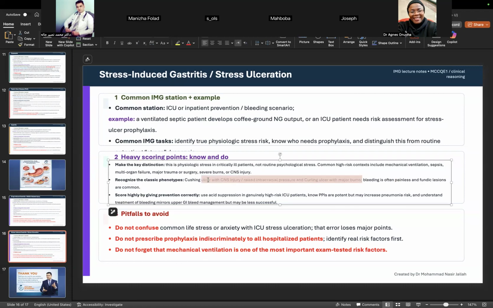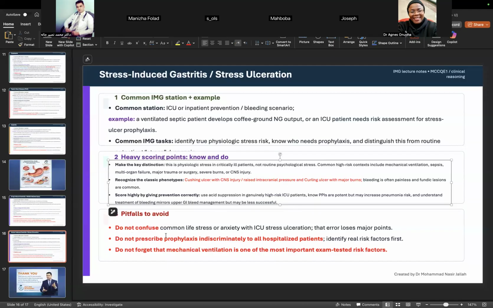I think you have these pictures in your notes. Bleeding is often painless, and multiple lesions are common. Score highly by giving the prevention correctly. Use acid suppression in genuinely high-risk ICU patients. PPIs are potent, but may increase the pneumonia risk. And understand that the treatment of bleeding mirrors upper GI bleeding management, but may be less successful.